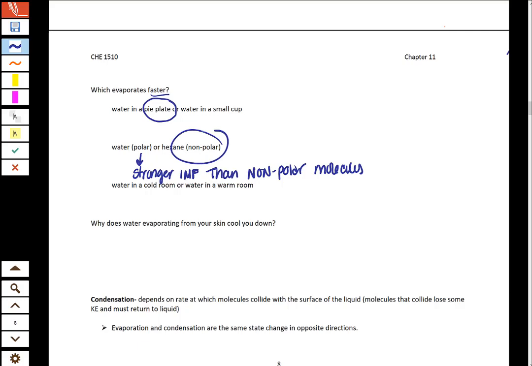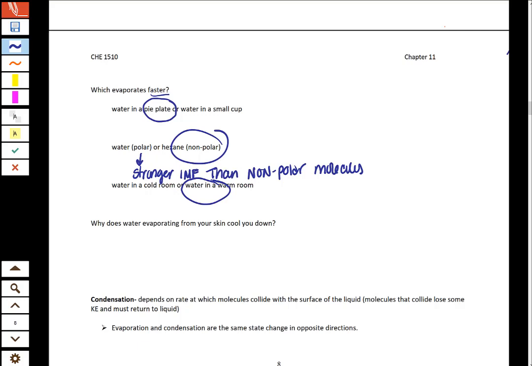Okay, how about water in a cold room versus water in a warm room? Well, temperature is proportional to the kinetic energy. And so water in a cold room has molecules that are moving slower, in comparison to water that is in a warm room. And so if we have water that's warm, the molecules move fast and can escape the surface more easily.